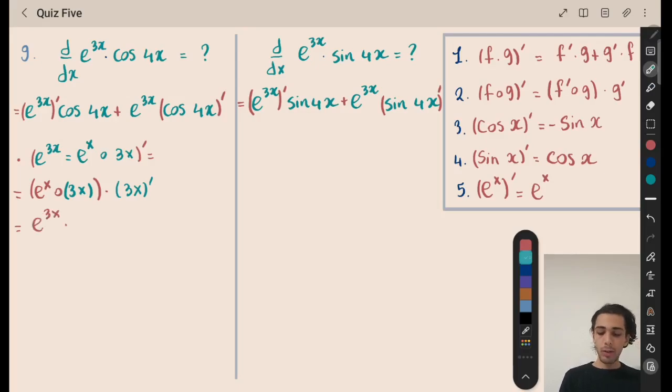And then I multiply by the derivative of 3x. And the derivative is the slope. So the slope of a line, of the line 3x, is 3. So my derivative is actually 3 times e to the 3x. That's the first derivative we need to compute. The second one is the cosine function. Not just the cosine, but it's the cosine of 4x.